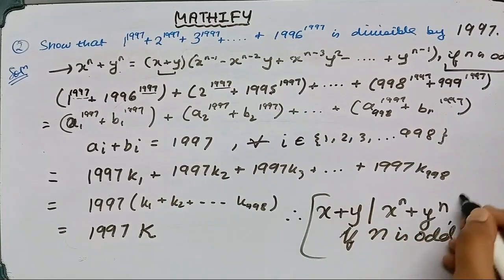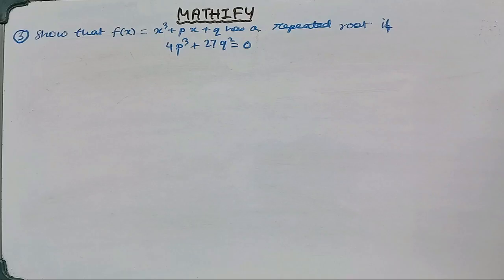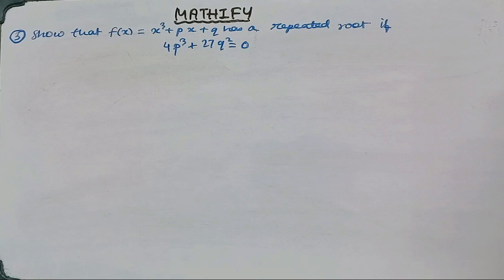So that is the key point that you must appreciate through this question. Okay, now let us turn to some questions of algebra. Now it is time for the third question. Show that f of x is equal to x cube plus px plus q has a repeated root if 4p cube plus 27q square is equal to 0.